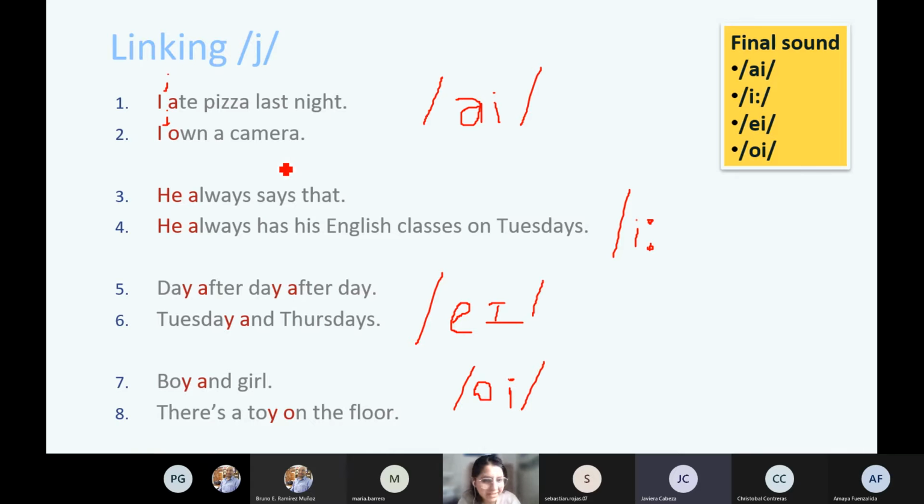So the second one is: he always says that, and he always has his English class on Tuesday. So he always.